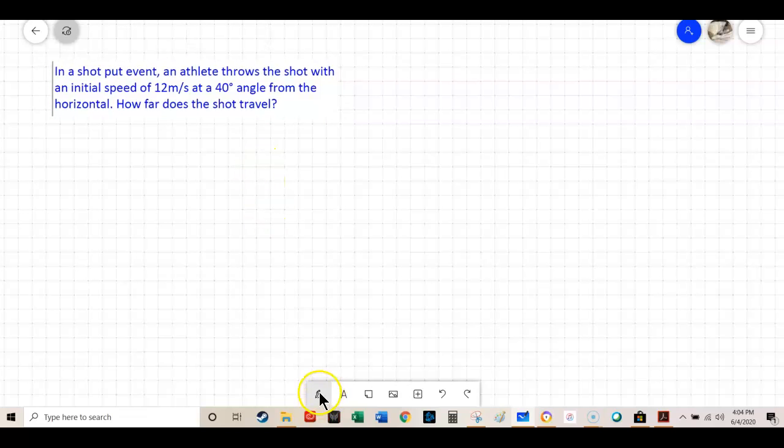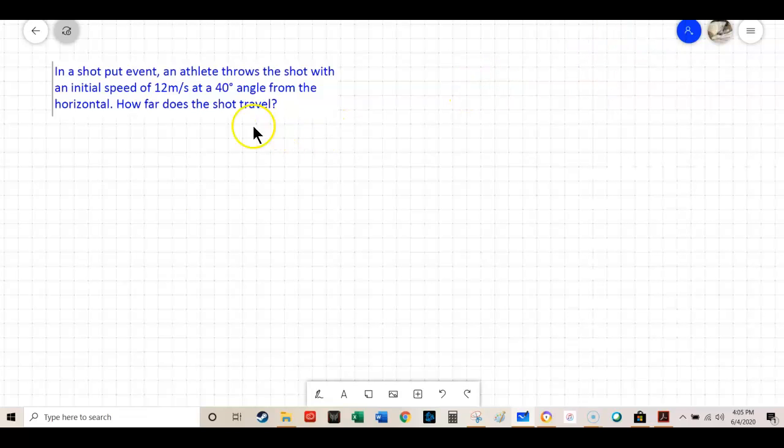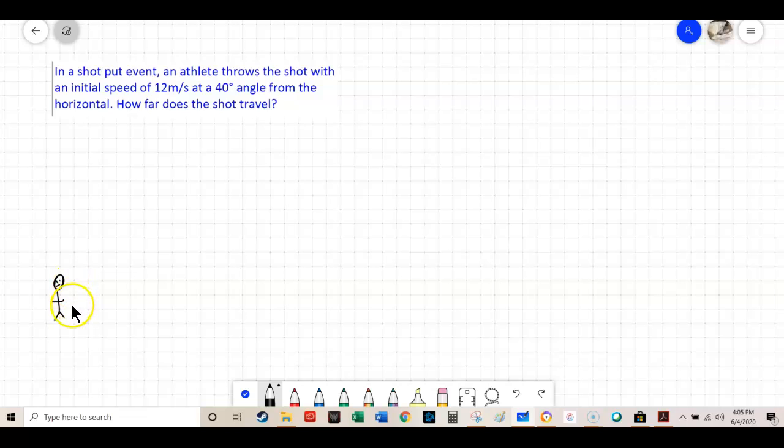Again, if I want to invite friends, I could copy the link to bring them in. But right now, I am not working with anyone. It's just me by myself. So here we go. Let's go ahead and try this out. We're going to have a shot putter right here, little person. And they're going to throw a ball.